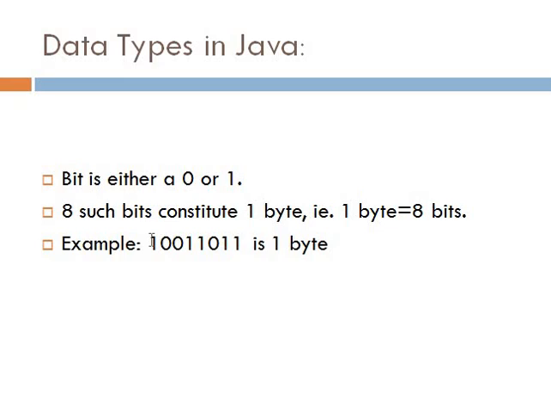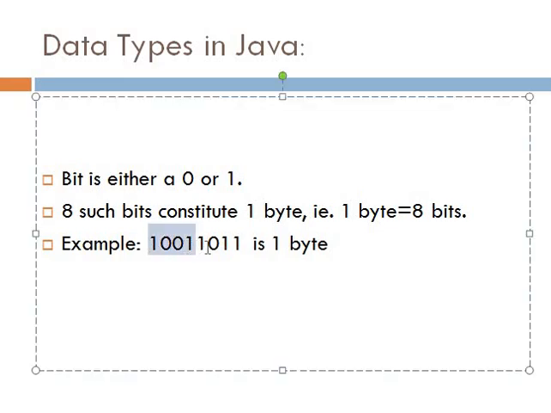Now consider this number, which is 100111011. This number consists of only two types of digits: 1 and 0. As 0 and 1 are treated as bits, we can say that this number consists of several bits. Now let's count the total number of bits in this number.